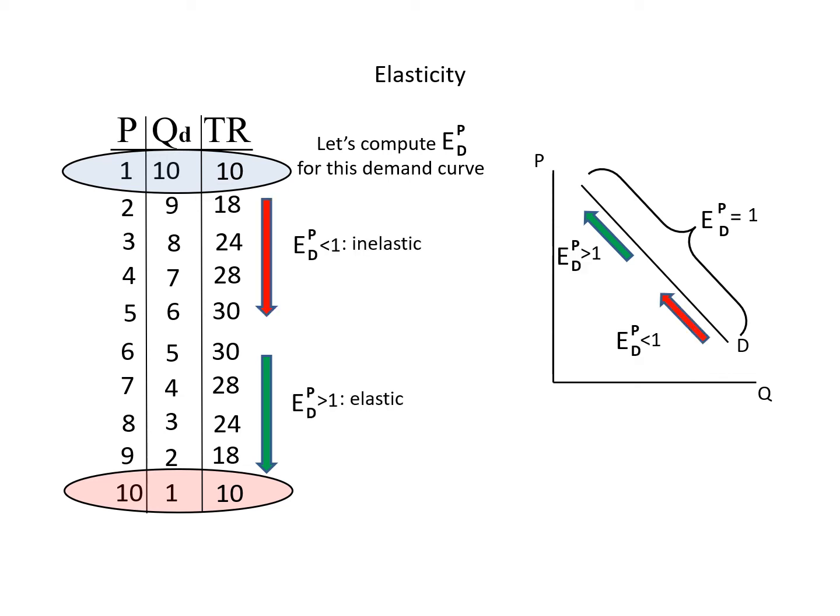These changes in total revenue indicate that even though this is a straight line demand curve, at the lower prices the demand is inelastic. When price is going up, you can see total revenue is going up. And at the higher prices, the demand is elastic. Price and total revenue are moving in opposite directions. Take a few seconds to look at the schedule and the demand curve on the right.